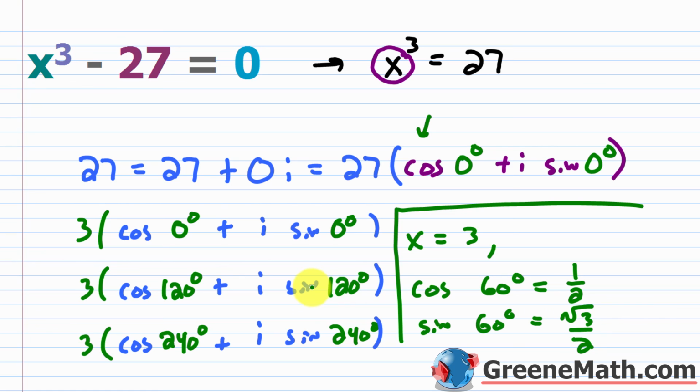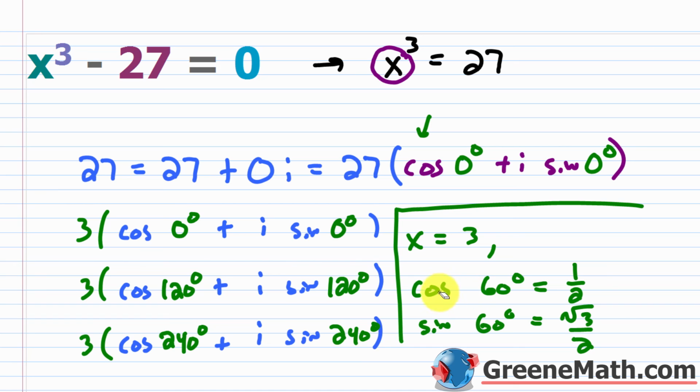Remember, sine is going to be positive in quadrants 1 and 2, and 120 degrees is in quadrant 2. Cosine is going to be positive in quadrants 1 and 4. So basically cosine is negative in each case because this is quadrant 2, this is quadrant 3, and sine is positive here and negative here, okay?